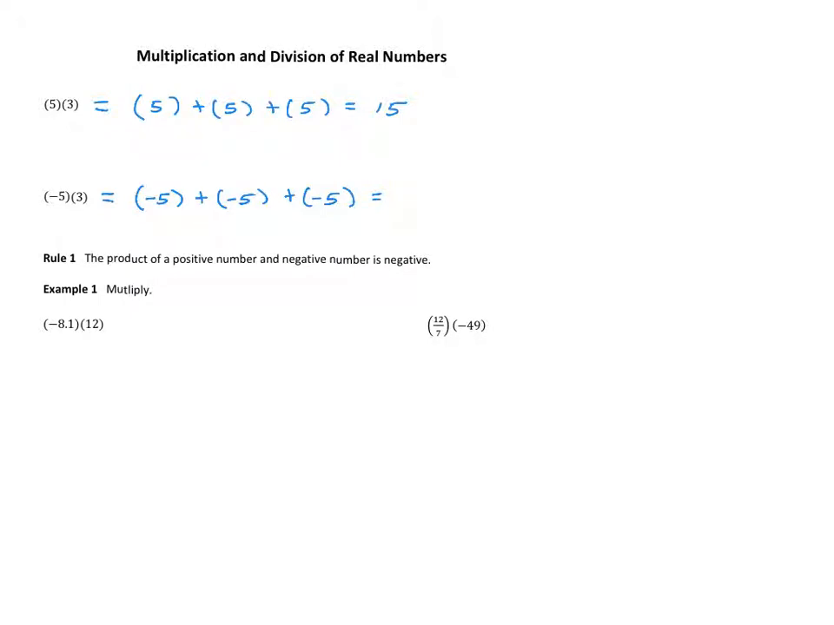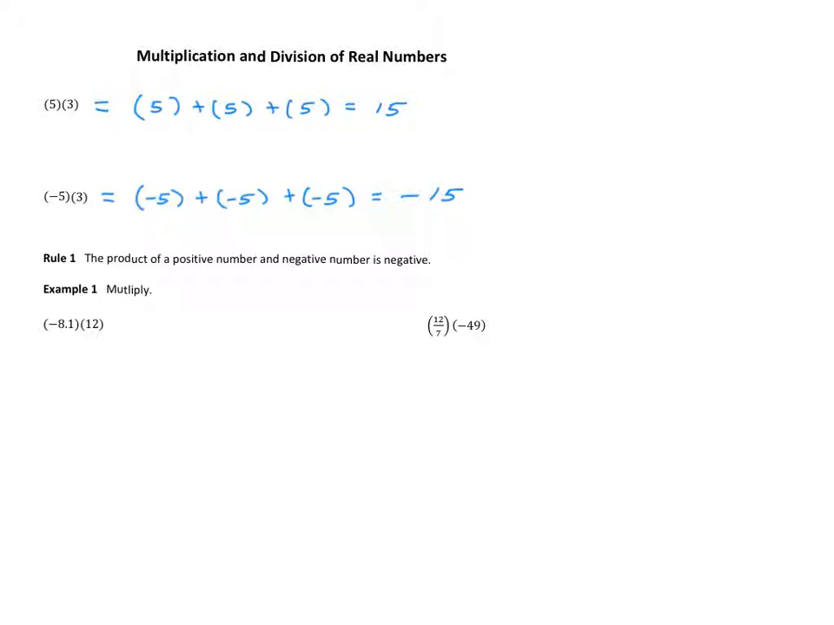Because each of those numbers is negative, when we add them together, the answer must be negative, in fact, negative 15. So this is a justification as to why a negative times a positive is a negative, and that's what's listed here in Rule 1. When we encounter this situation, the answer has to be negative.